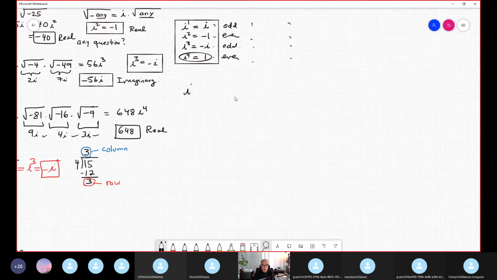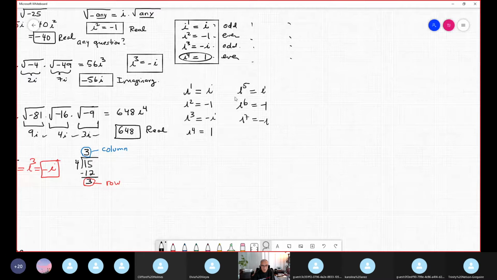Look, i to the 1 is i. i to the second is negative 1. i to the third is negative i. i to the 4 is 1. We continue. i to the 5th power is exactly the same value as i. i to the 6th power is negative 1. i to the 7 is negative i. i to the 8 is positive 1.